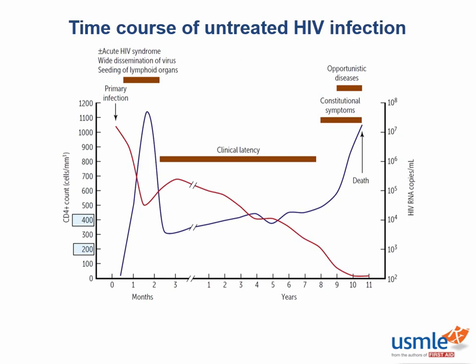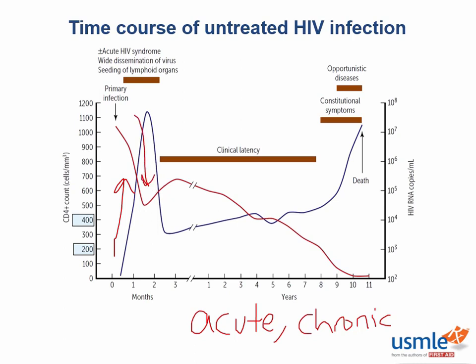The first thing we notice is that there is an acute and a chronic HIV infection. The acute infection involves a viral load increase exponentially, as seen here, with dissemination of the virus and the seeding in lymphoid organs. We also notice an initial drop in the CD4 count. During this period, patients will experience a flu-like syndrome, fever, lymphadenopathy, malaise, headache, and myalgia. This is known as acute HIV syndrome.